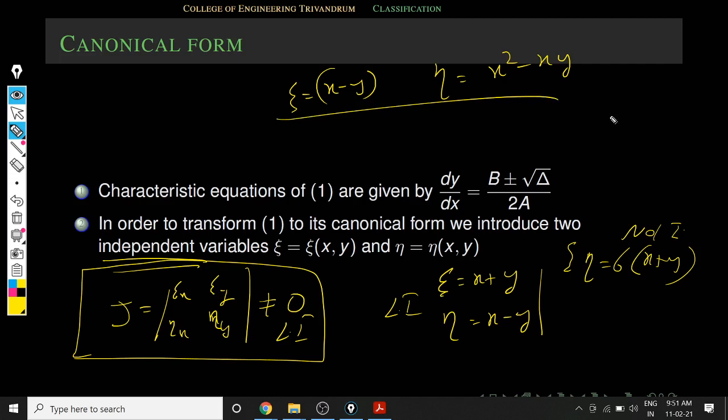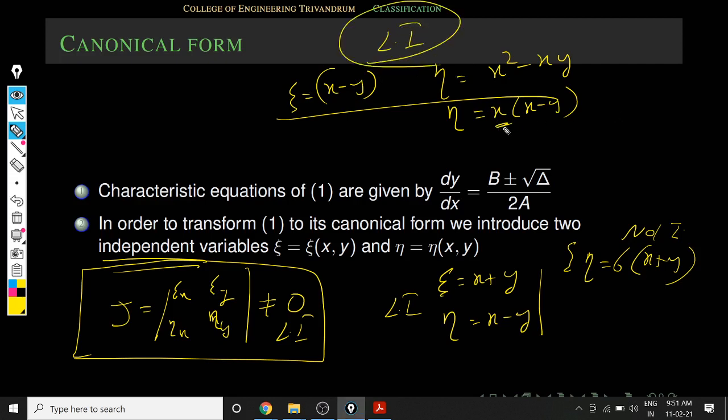Not independent, because here eta equal to x times x minus y, but this is not a scalar. This is a function. Actually, this is independent because eta is equal to x times x minus y, and this is not a scalar. If it is a scalar, then not independent. So in this case, psi and eta are linearly independent, no doubt.